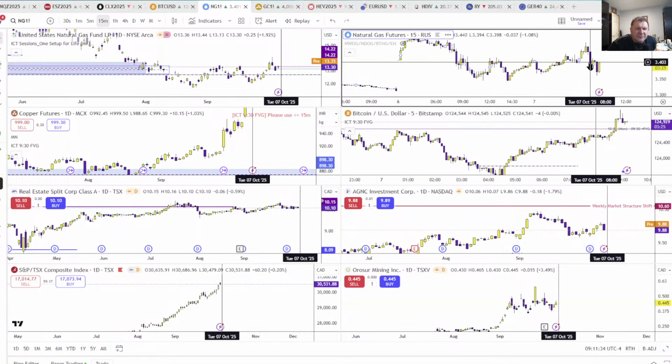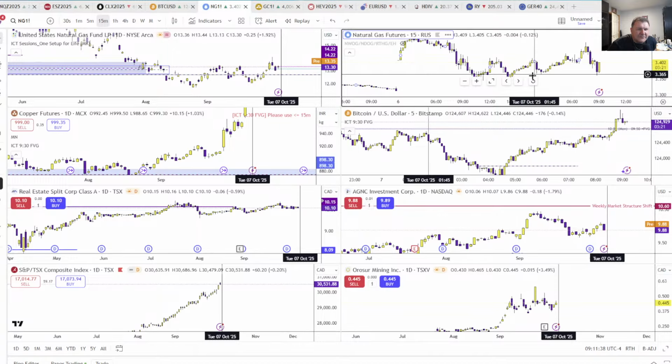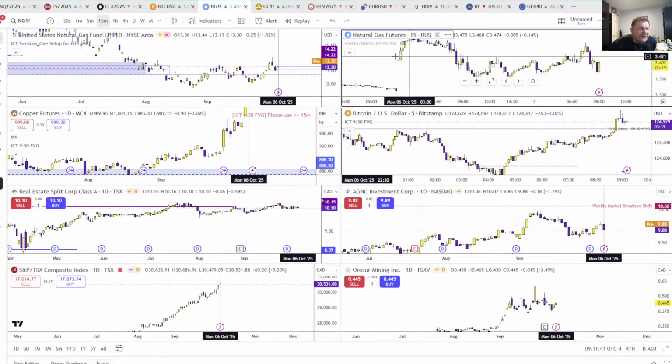Change in direction right here. You trade it back into it right there. We're going lower. Take out the lows. Pay yourself. Natural gas.